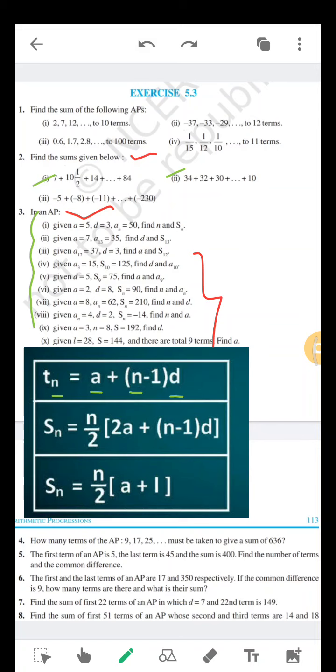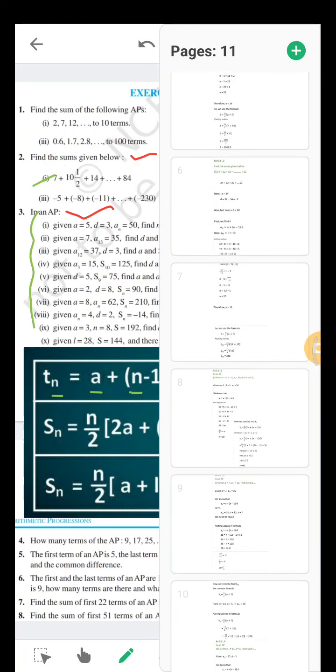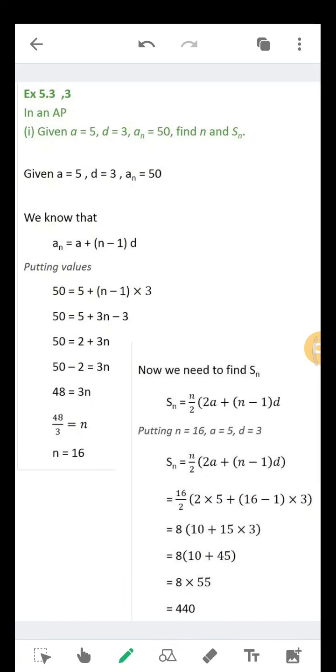Here few terms are given and few are missing, so we will use a suitable formula and try to simplify this third question. Let's have a look at the first bit of the third question. In this first bit, a is given, d is given, an is given to you, and we have to find n and Sn. So 3 terms are given, we have to find 2 more, n and Sn. So how to do this?